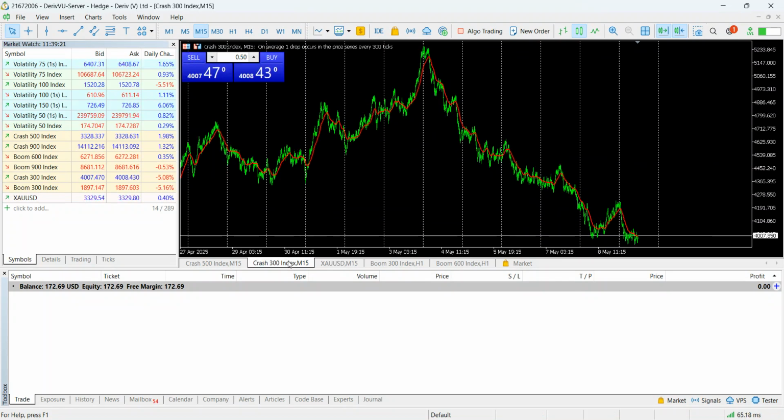Otherwise, we have flipped a $25 account to over $180. We have already done a withdrawal of $10, so we have taken it to $180. So guys, that's how we trade Forex.